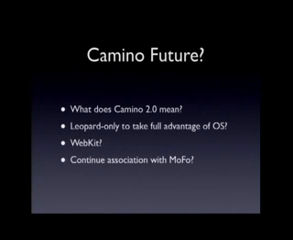Moving forward beyond that, where do we go? There's a lot of different directions. What does a 2.0 mean? 1.0 was a gigantic milestone for an open source project. What is 2.0? What about leaving behind some of the older operating systems? Right now we go back to 10.3. 1.0 goes back to 10.2. How many people are still on 10.2?